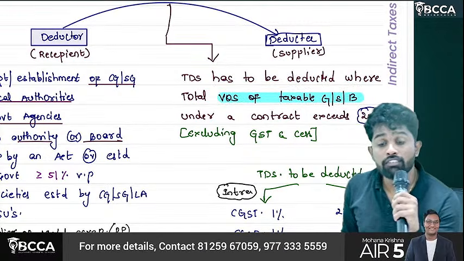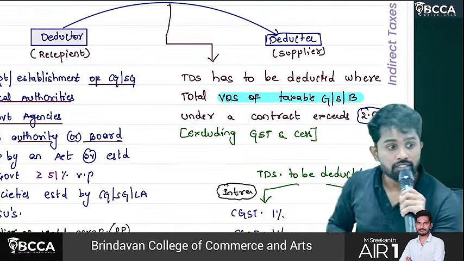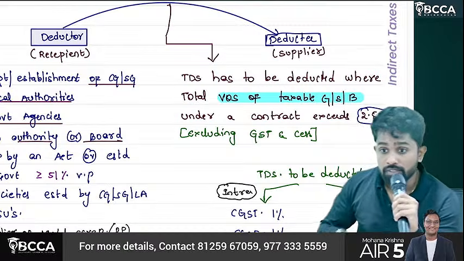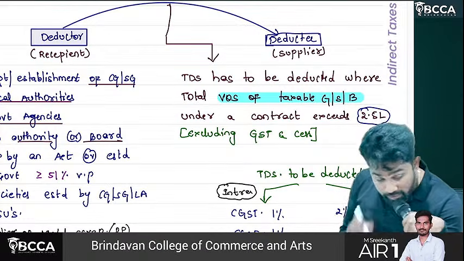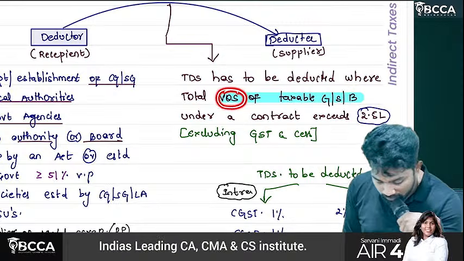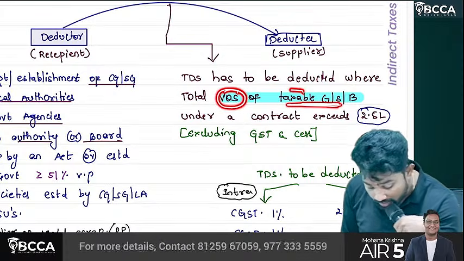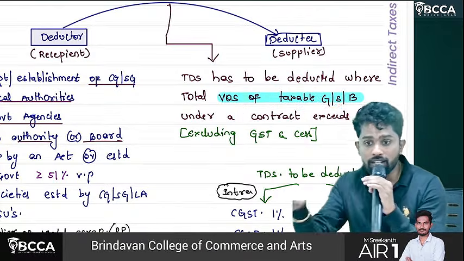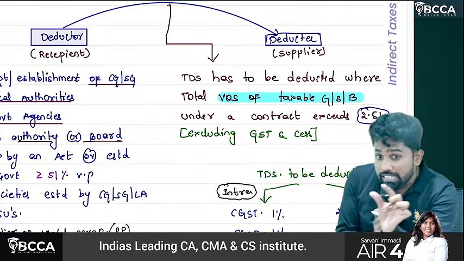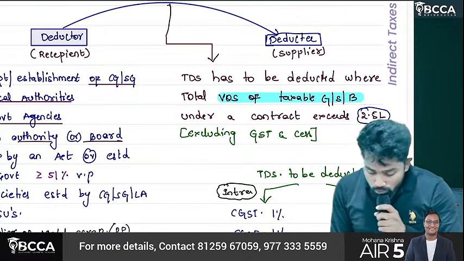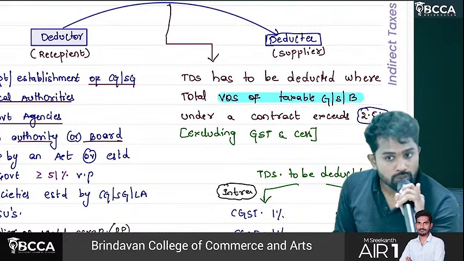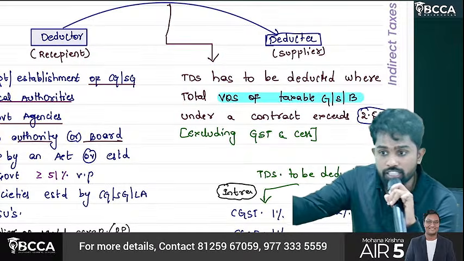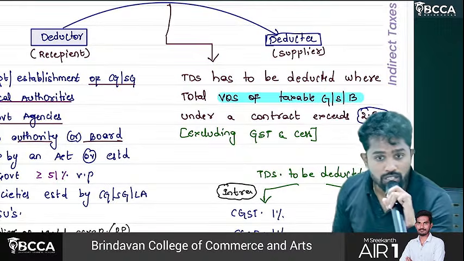Sir, for the e-way bill, which value will we take? An e-way bill applies when the consignment value is more than 50,000. There, consignment value means we check including tax. Here it is excluding tax, and the value of supply of taxable goods and services or both, only the taxable amount. Sir, if the contract consists of both taxable and exempted supplies, we need to check that the taxable part alone should be more than 2,50,000. Excluding GST, the value of supply should be more than 2,50,000. Even exactly 2,50,000, TDS does not apply.